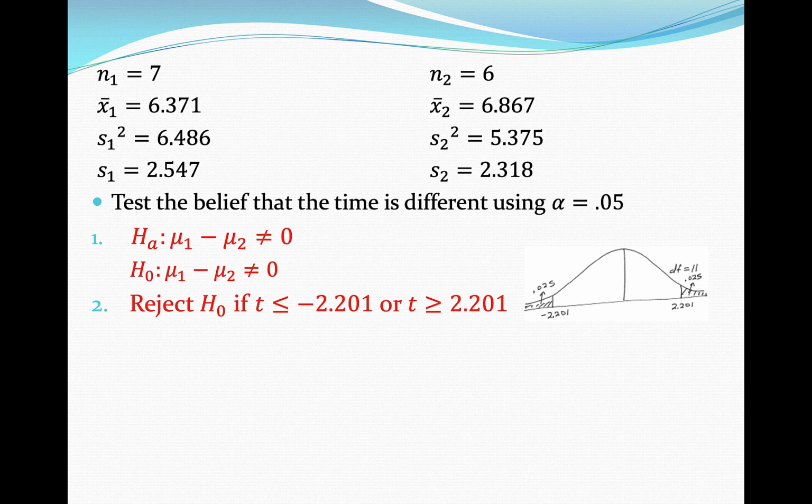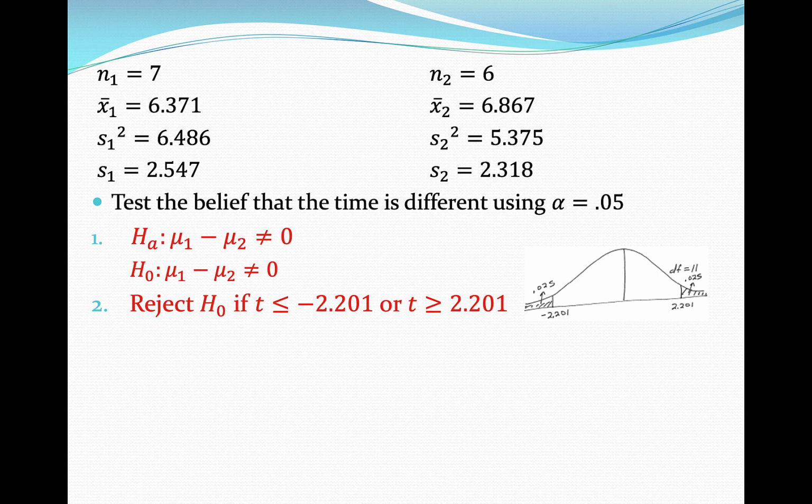We have 7 for the boys' sample size and 6 for the girls. Remember, we take N1 plus N2 minus 2. So we take 7 plus 6, which is 13, minus 2, that gives us 11. So we have 11 degrees of freedom here. You've got to remember how to do that. We take N1 plus N2 minus 2. So here we take 7 plus 6 minus 2, which gives us 11. We have 11 degrees of freedom.